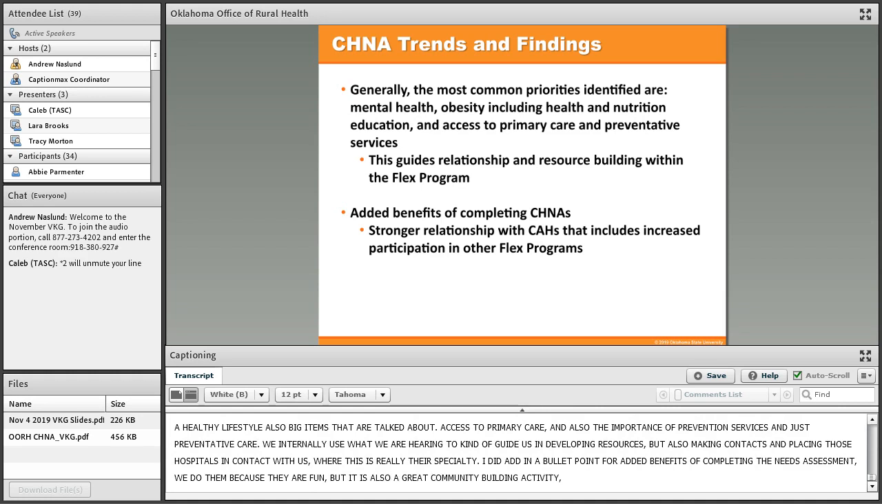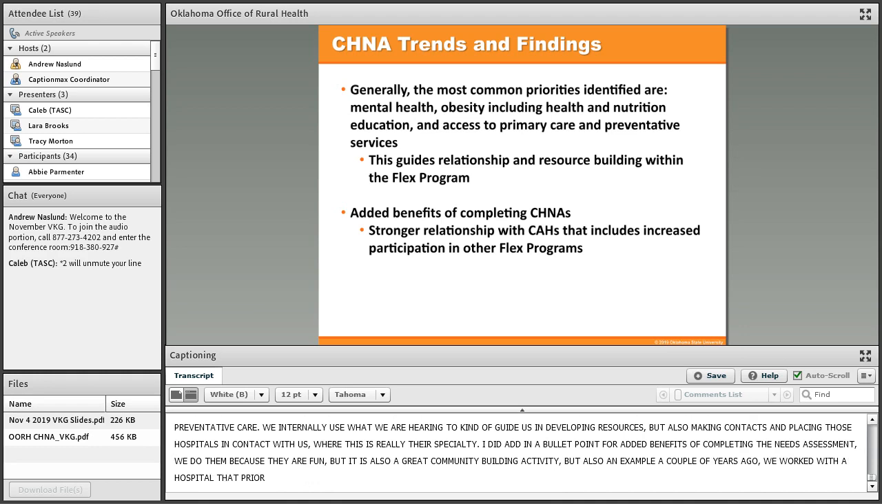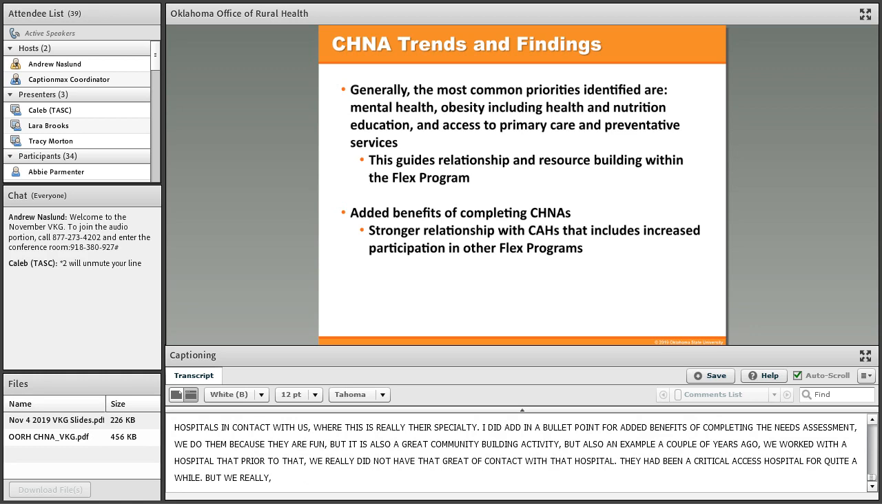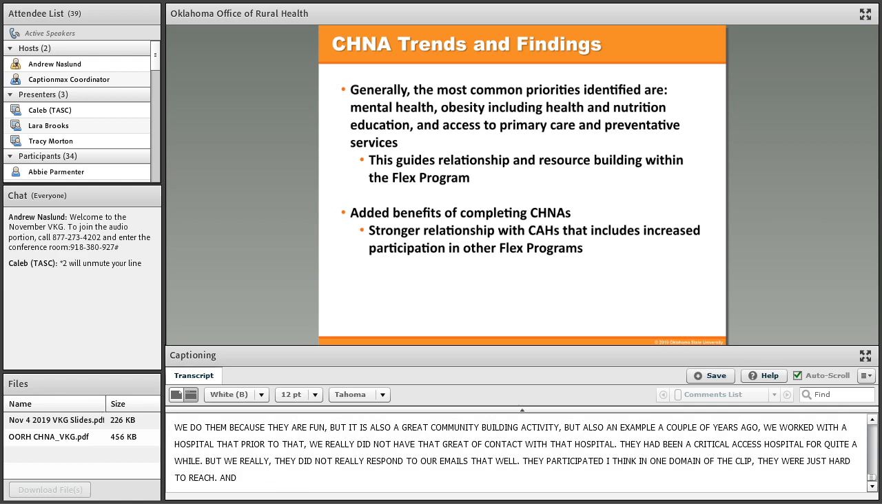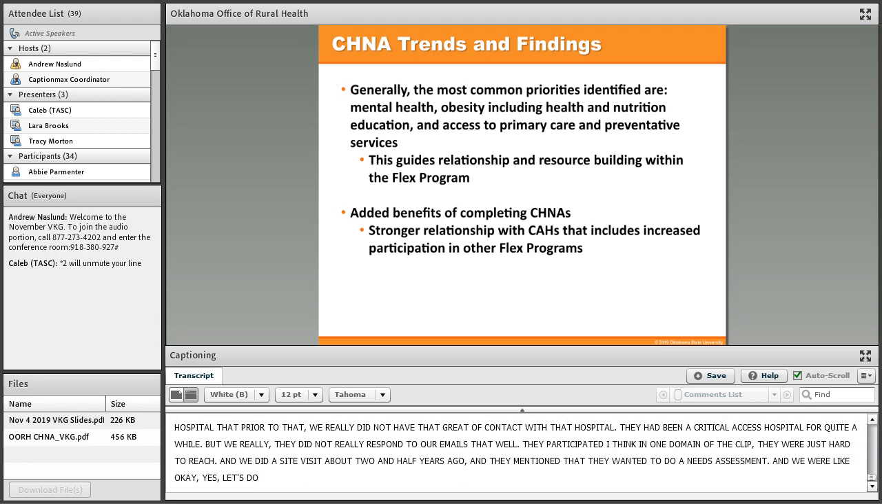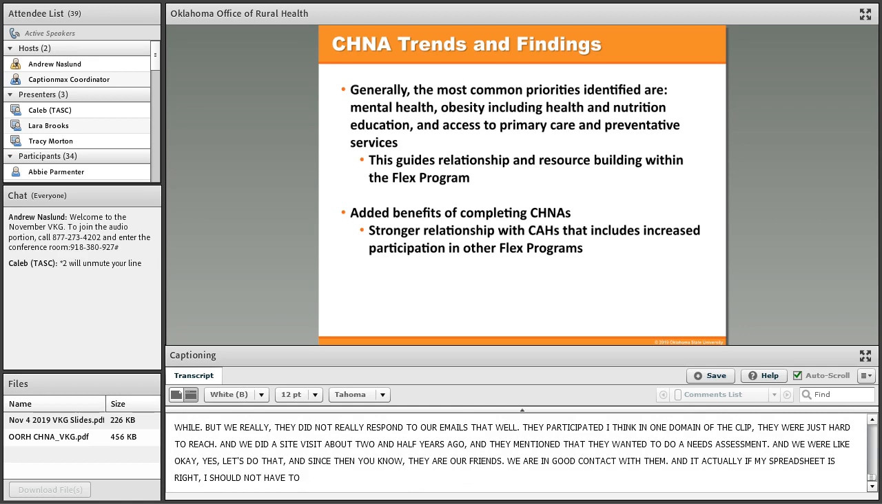Let's see. Some of the trends that we see: mental health and everything around mental health is something that comes up in almost every community that we've worked in for quite a while. Obesity, and then linking that to nutrition education and the importance of a healthy lifestyle, are also big items that are talked about. Access to primary care, and also the importance of prevention services and preventative care. We internally use what we're hearing to guide us in developing resources, but also making contacts and placing those hospitals in contact with folks where this is really their specialty.